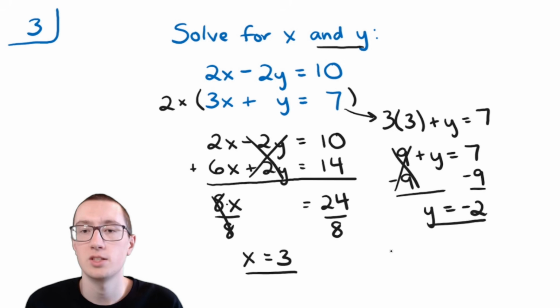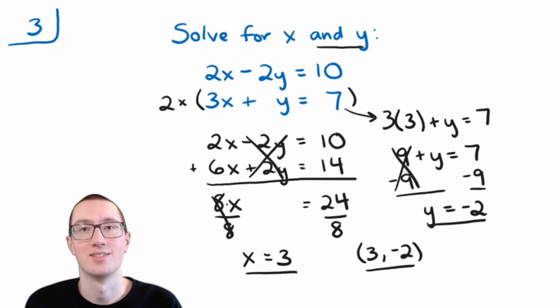Or if you wanted to write it the fancy way, you can write this as coordinates. And with coordinates, x always goes first. So it would be 3, negative 2. So that is our final answer. And as a reminder, if you were confused about that or got it wrong, I have a full video on it that you can watch in the description.